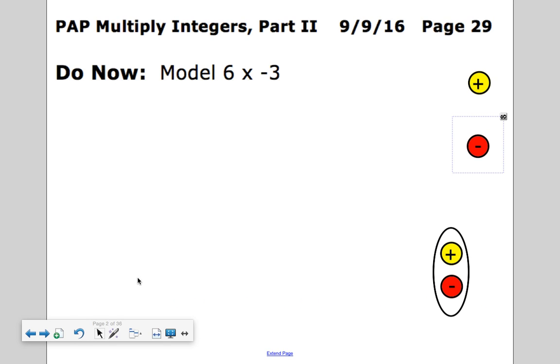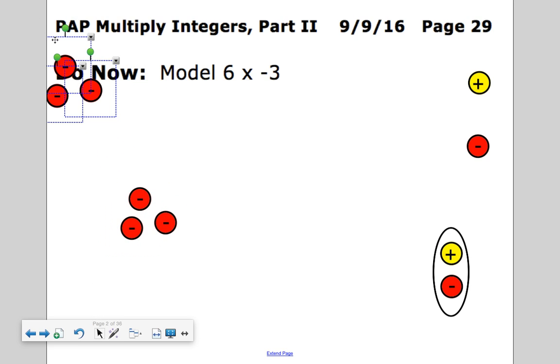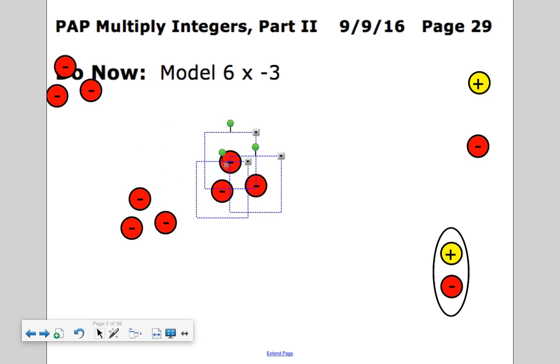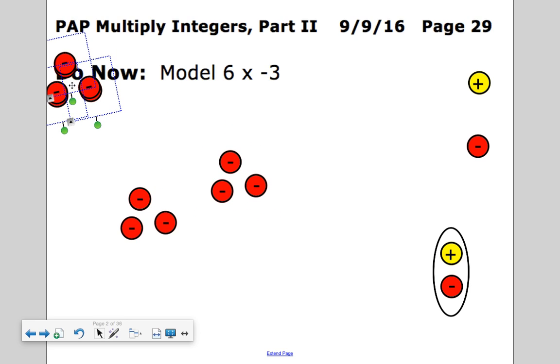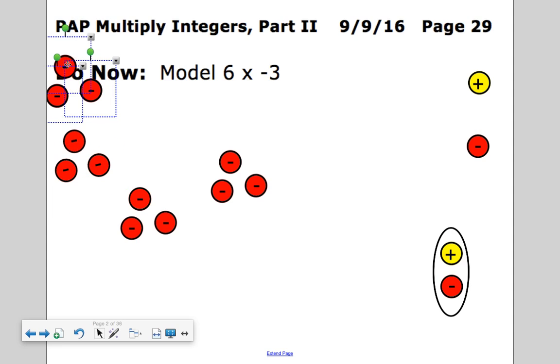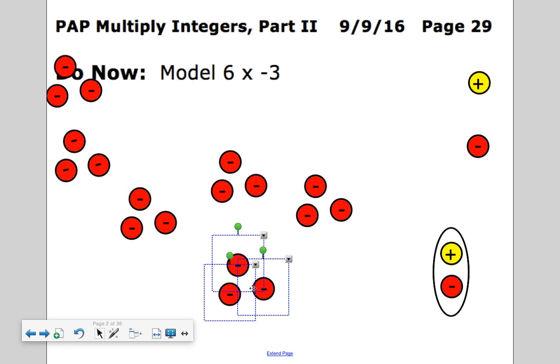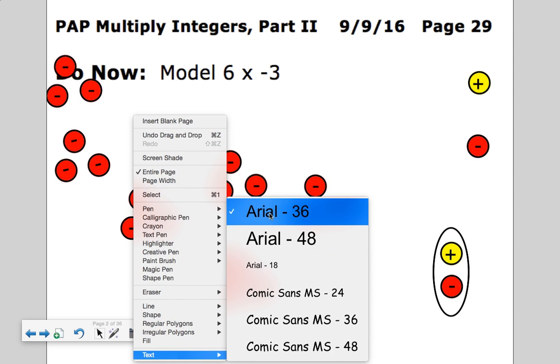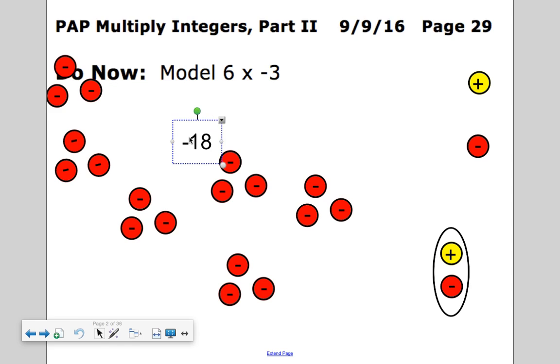So in our do now, it says, please model 6 times -3. That's 6 groups of -3. Here's one group of -3. Here is a second group of -3. Here's a third group of -3. A fourth group of -3. A fifth group of -3. And a sixth group of -3. So 6 times -3, or 6 groups of -3, I see the answer as -18. So it is -18.